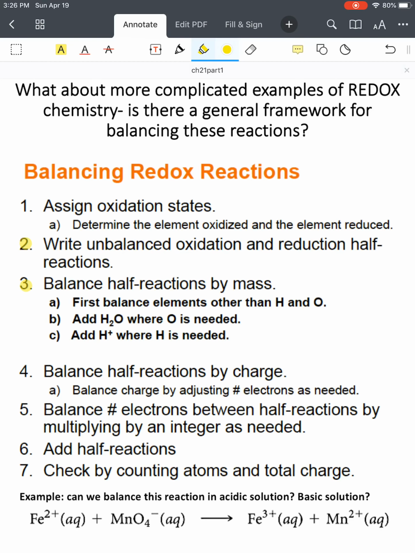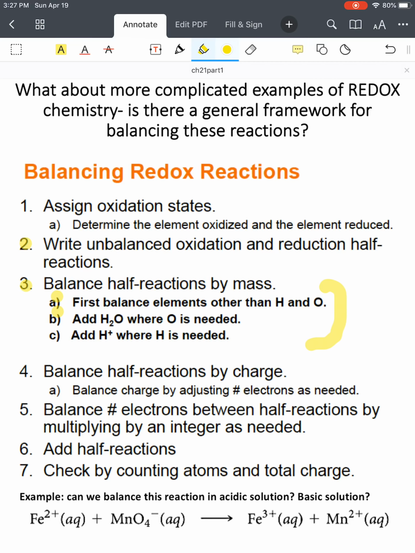Now, when we're balancing for mass in more complicated examples, there's a stepwise protocol. And I want you to always follow that. The first step is balance elements other than hydrogen and oxygen. Everything else, balance that first for mass, or number of atoms on each side. Then, next, we're going to balance oxygen, but we're going to do so in a very strange way. We're going to add water molecules to whichever side of the equation that we need to balance the oxygen.